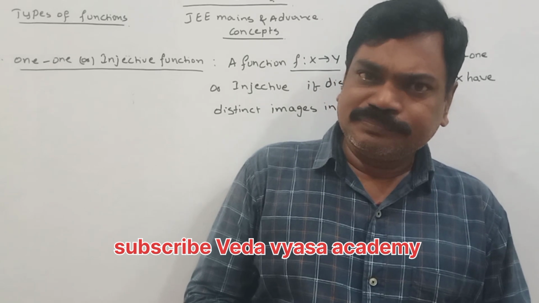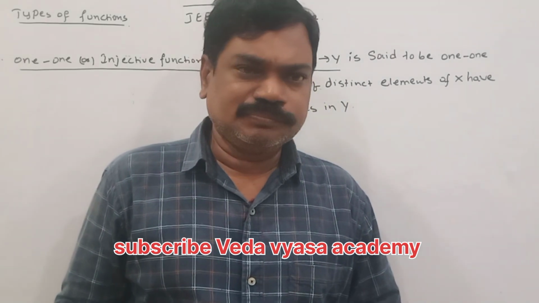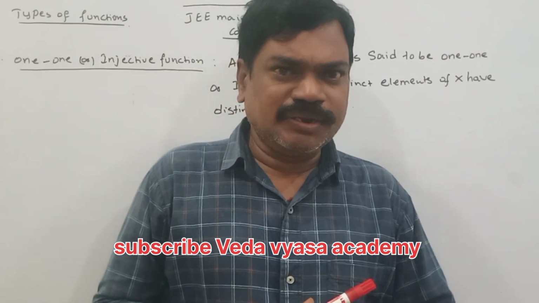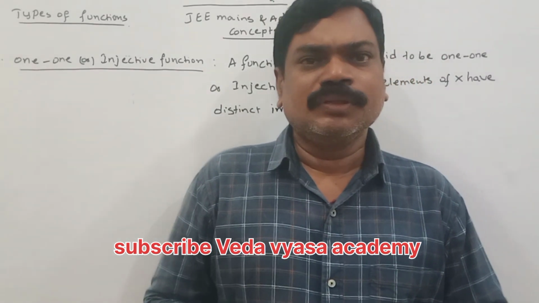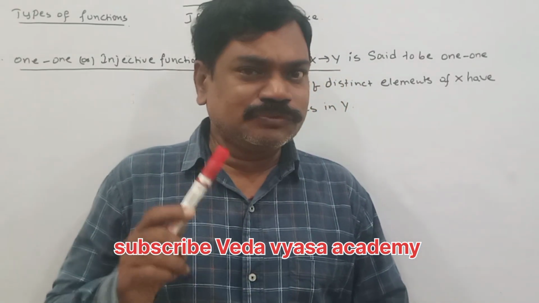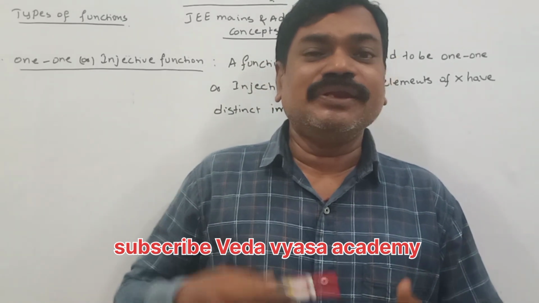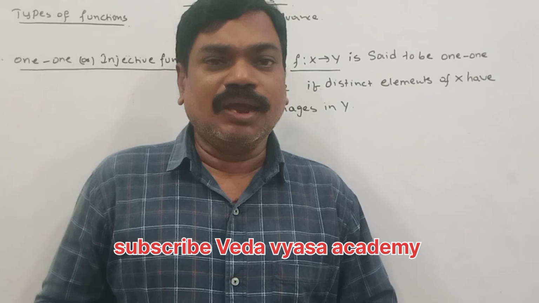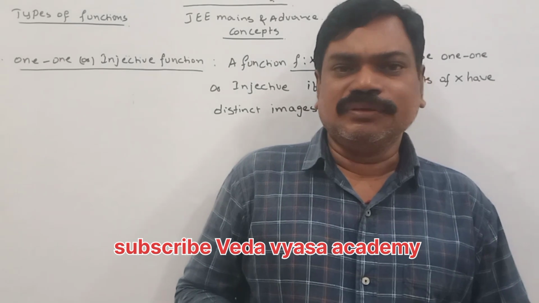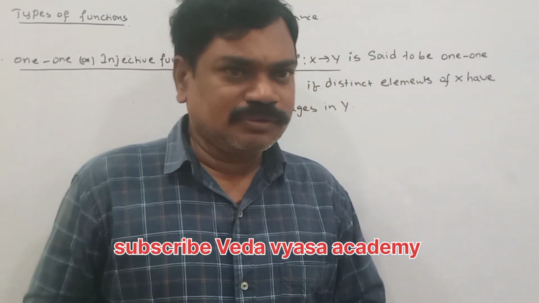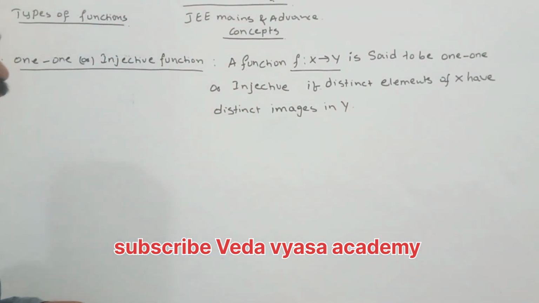We have completed the concepts of function: what is a function and the features of a function. A function f from x to y is a mapping from x to y; we discussed when it is a function and when it is not, and also the domain, range, and codomain of the function. Now we are discussing the types of functions. What are the types of functions?